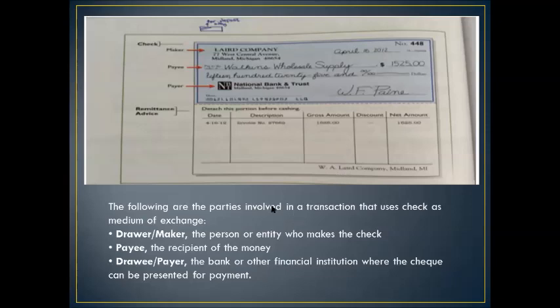So may 3 person tayong nakalagay sa check natin, which is the drawer, the maker, the person or the entity who makes the check, the payee, which is the recipient of the money, and then the drawee, the payer, the bank or the other financial institution where the check can be presented for payment. So usually yung mga drawee naman yung mga bangko yan.